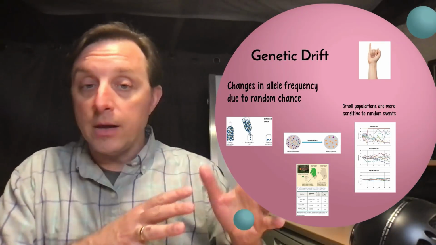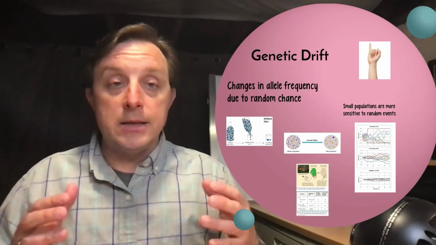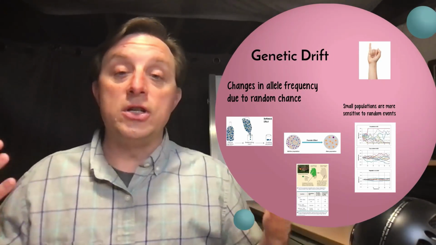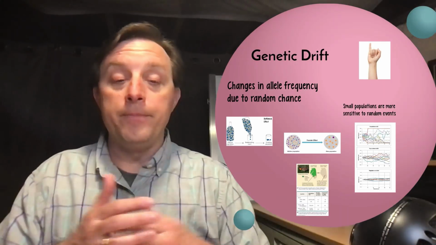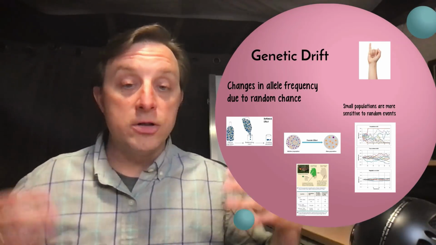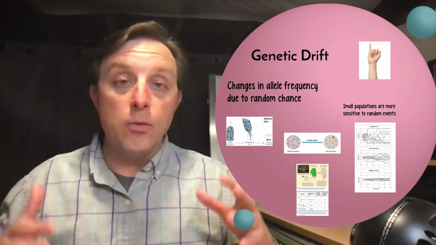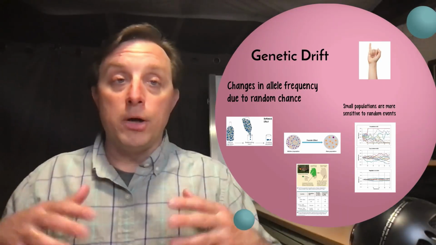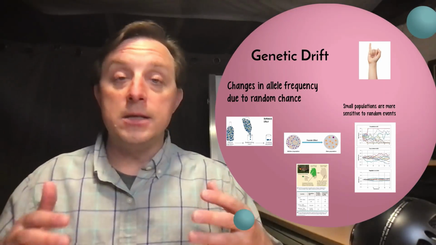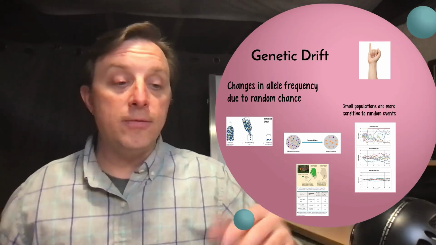All right, so the first one here is genetic drift, and this is changes due to chance. Randomness can have a large effect on populations. And generally what we see is smaller populations are much more prone to these random events, these random changes in gene frequency.